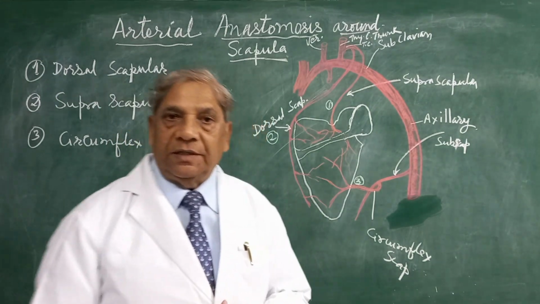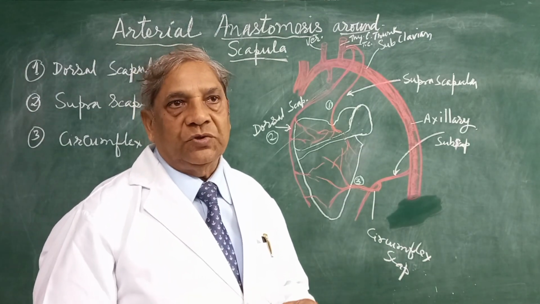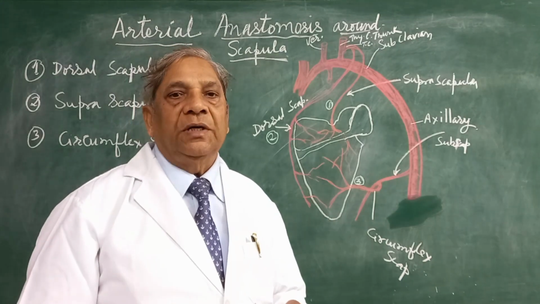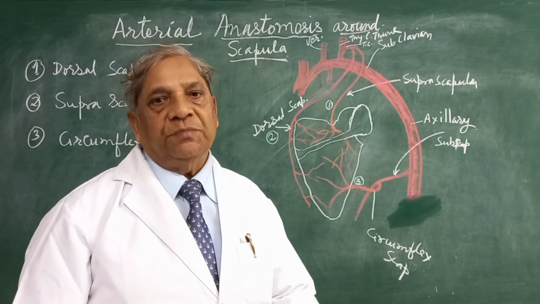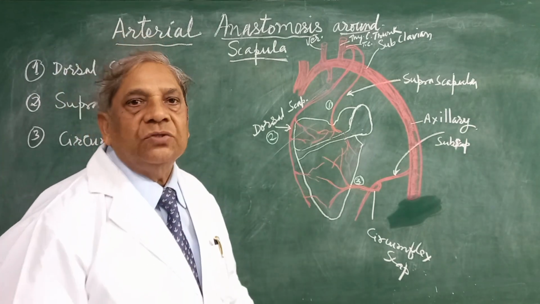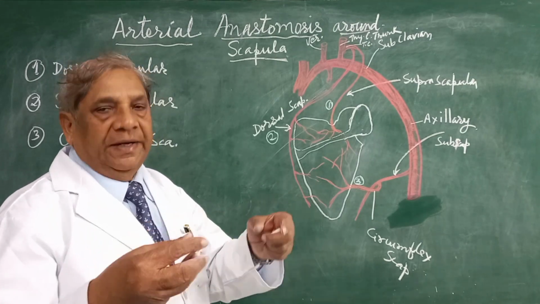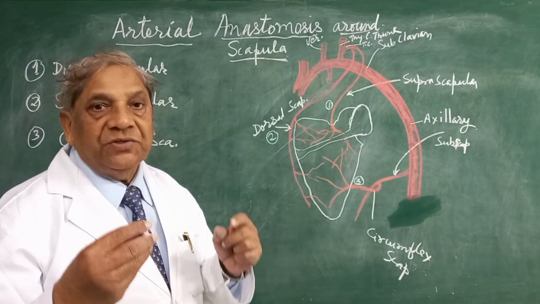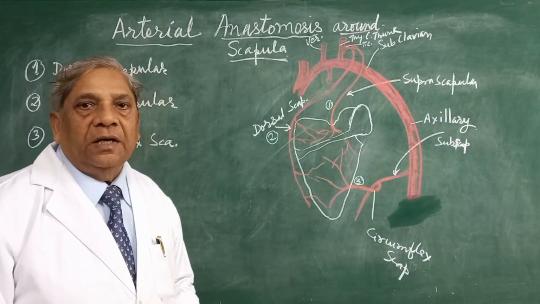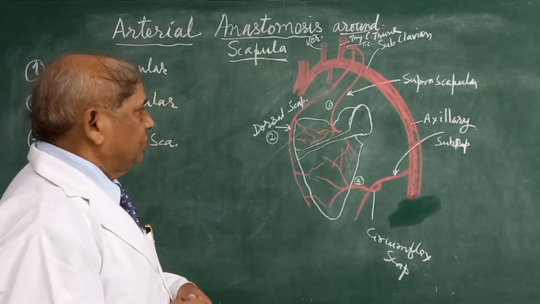What is arterial anastomosis? In previous videos, I have explained the anastomosis between the various blood vessels. It may be arterial anastomosis, arteriovenous anastomosis, or venous anastomosis. So this is the anastomosis between the adjacent arteries or branches of the adjacent arteries which are located around the scapula, which is an important arterial anastomosis.